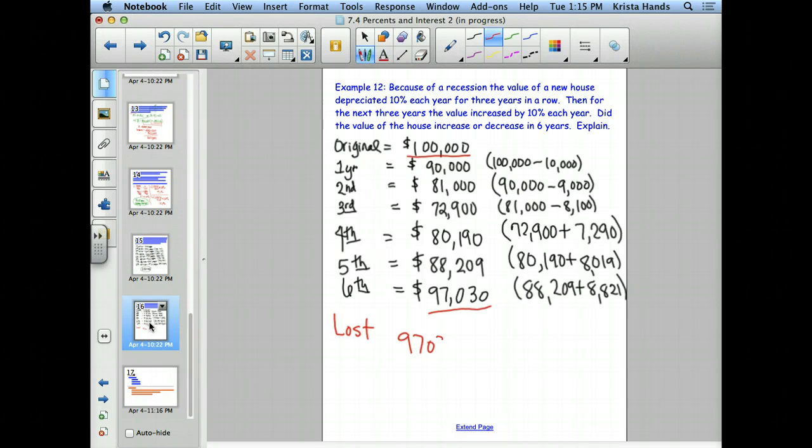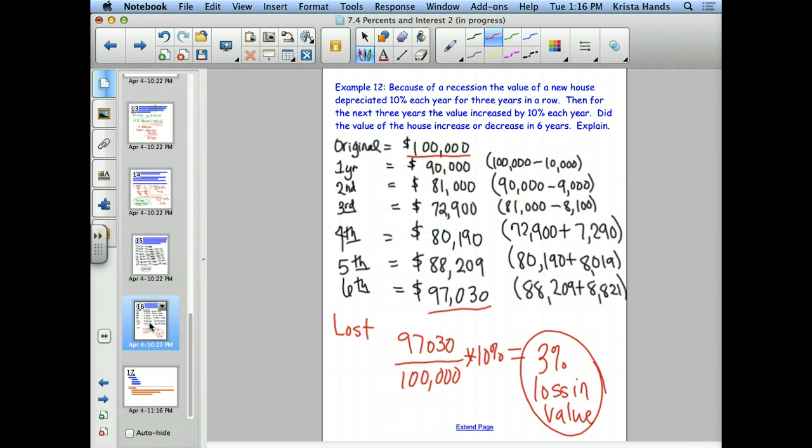I could take that 97,030, I could write it over my 100,000. I could either multiply by 100 or set up a proportion to find out that this ends up being roughly 3%. It's actually, yeah, 3% is exactly what I have written down to the nearest percent. 3% loss in value. But if it keeps going and it recovers one more year, that 10%, then we're okay, right? But it took 7 years before we actually are back up in the house. Any questions on that one?